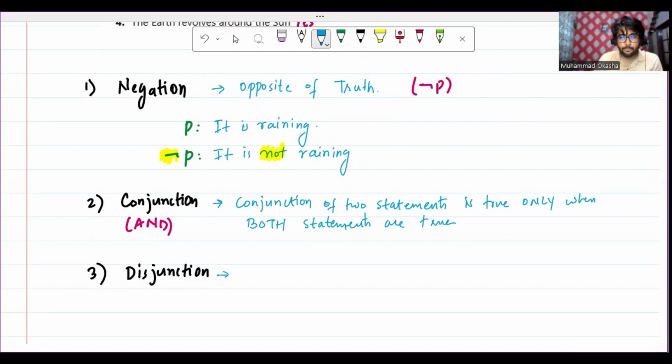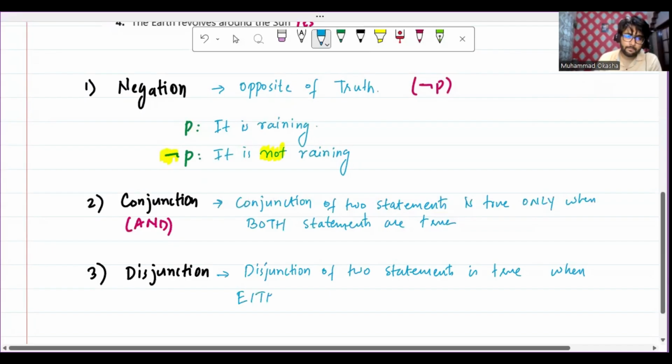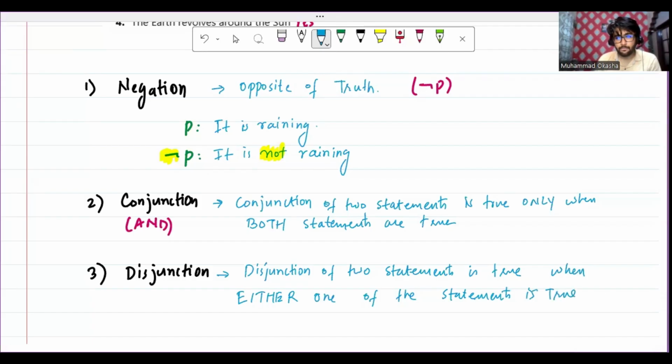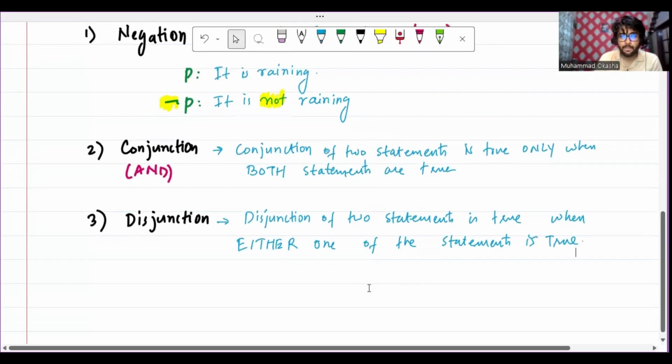Disjunction of two statements is true when either one of the statements is true. Okay, and we use the keyword "or" for disjunction, right?